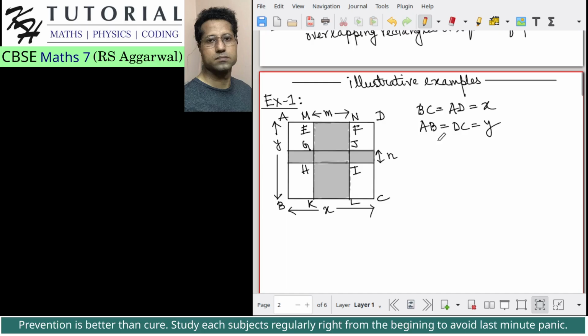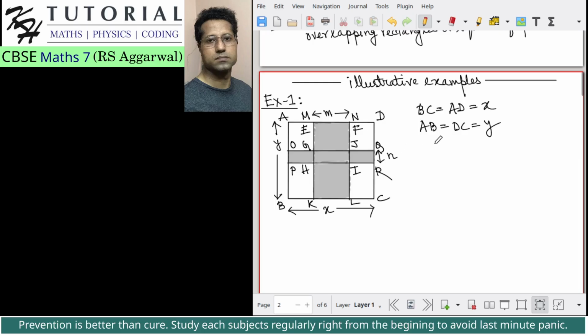So these are the dimensions given in the problem, in the figure. What else is given? Okay, we need to name a few more points. So I have up to I, J, K, L, M, N. Let's say this point be O, this point be P, this point be Q, and this point be R.